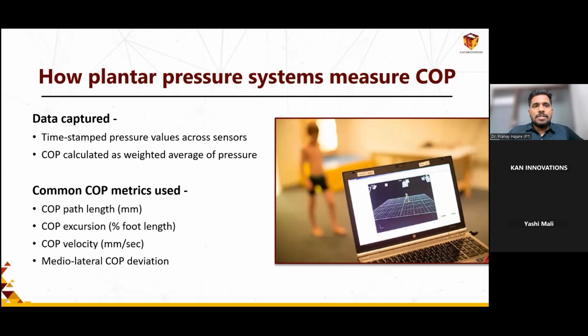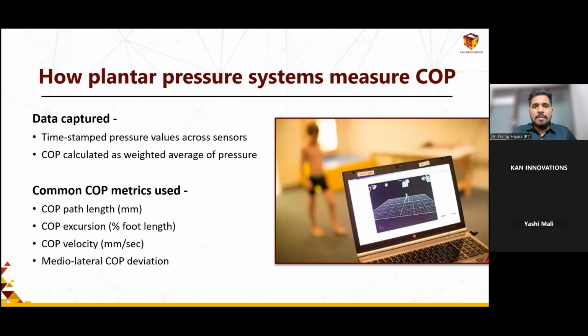So how does the plantar pressure system measure the center of pressure? The plantar pressure system works by capturing time-phase pressure values from hundreds of sensors embedded in the platform. On that platform, we tell the patient or the child to walk, after which each sensor records how much force is applied at a specific moment during the stance and the gait. Using these pressure values, the system calculates the center of pressure as a weighted average of all active sensors. In simple terms, it tells us where the body load is concentrated in every millisecond.